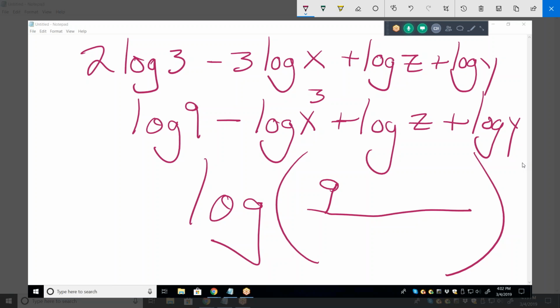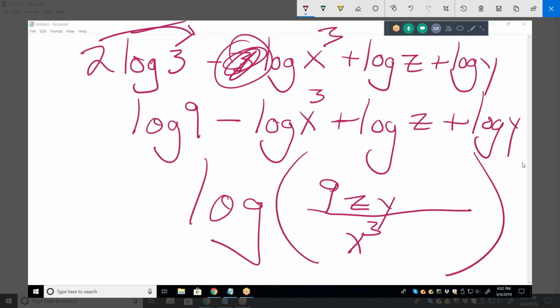Because I see addition and subtraction going on, I know our answer is going to have a fraction in it, so I go ahead and draw that fraction bar in there. Now, what goes in the numerator? 9 for sure. What else? Z and y. What goes in the denominator? X cubed. And again, it's helpful if you do this first. In other words, handle that coefficient first. Then once there's no coefficients on anything, it's pretty easy after that.